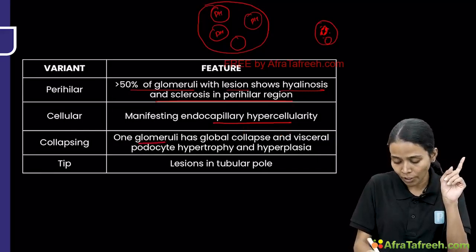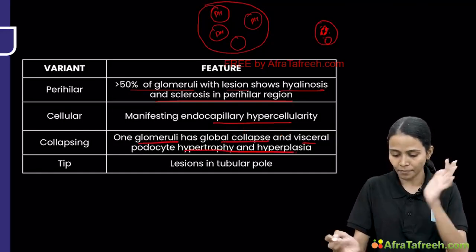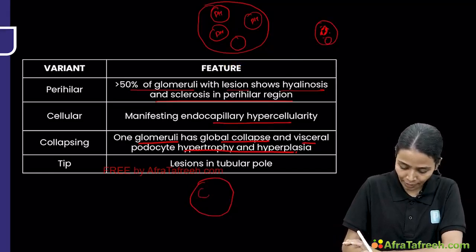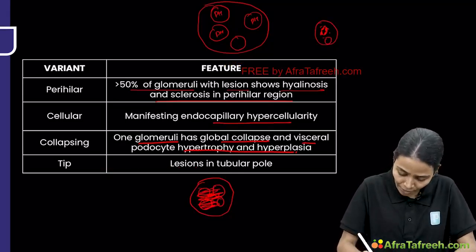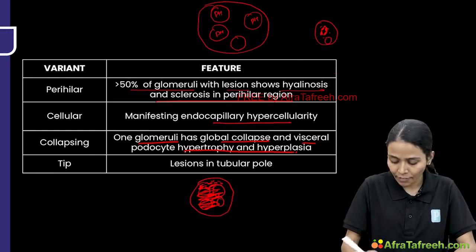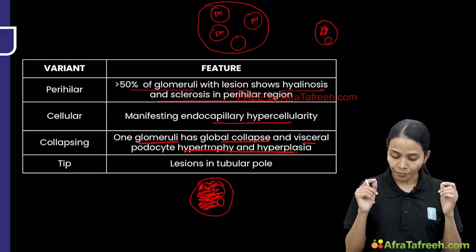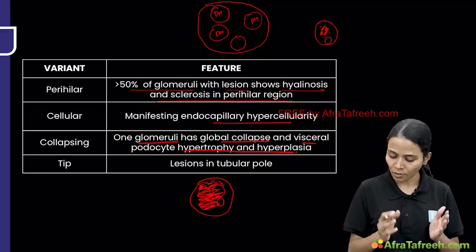So if one glomerulus shows global collapse and visceral podocyte hypertrophy and hyperplasia. So if this is the glomerulus and here is the endothelium like this, and if this is totally collapsed, collapse means it's shrunk, and the visceral podocyte around it has undergone hypertrophy like this. Generally, we know crescents are formed by the parietal cells, right? So here visceral podocyte undergoes hypertrophy, then it is called collapsing variant.